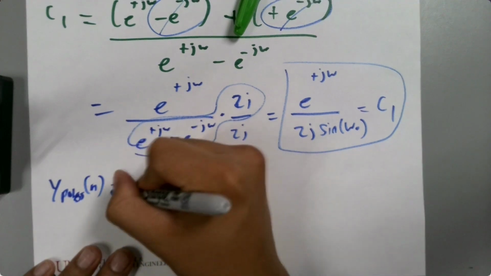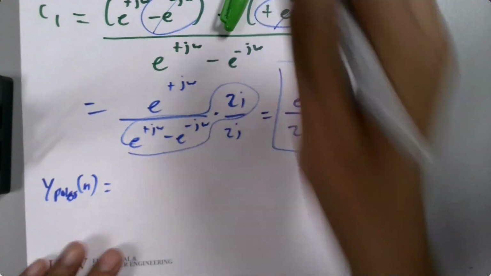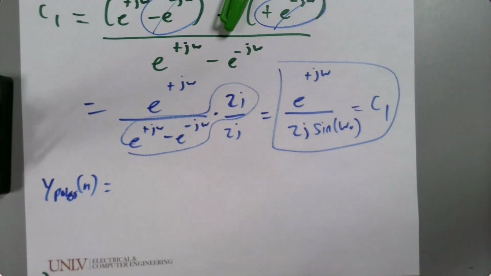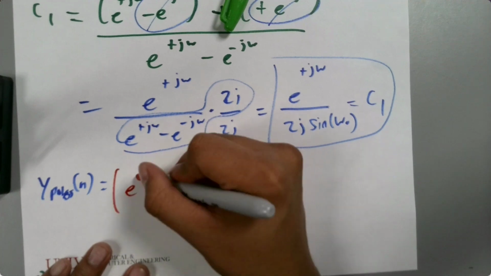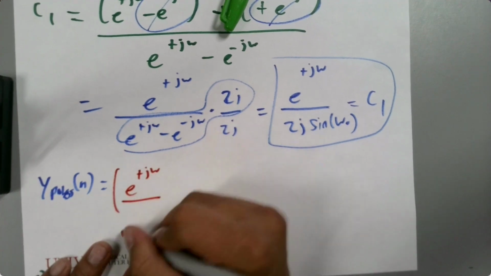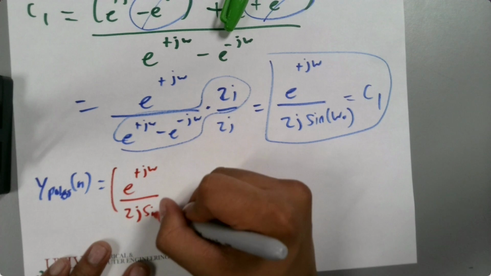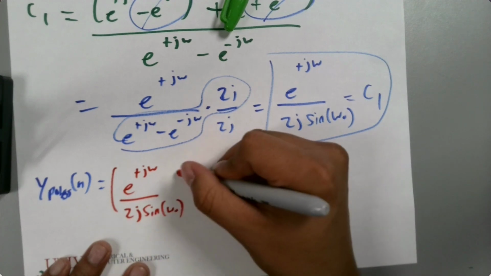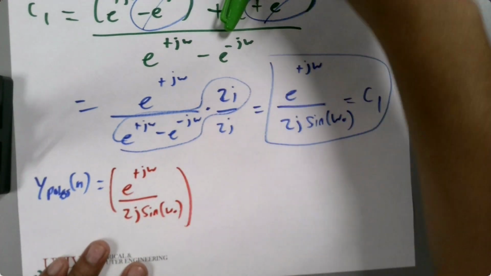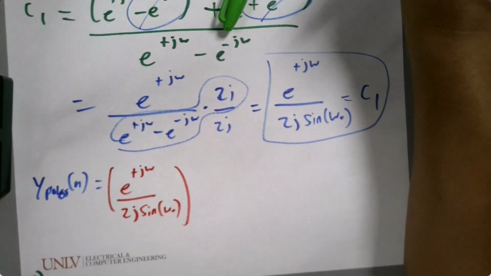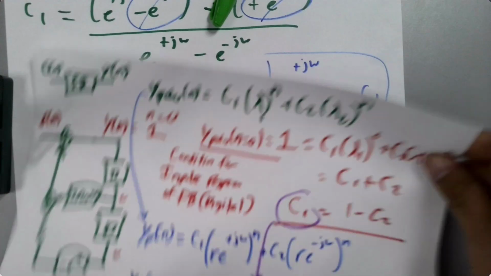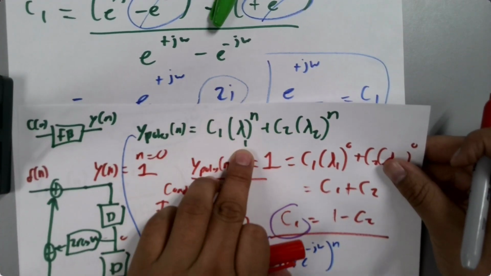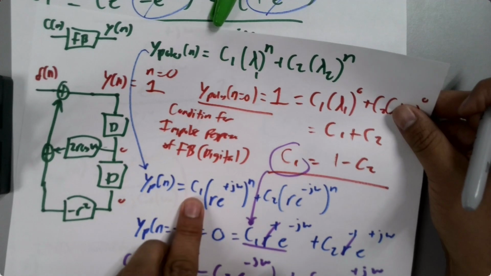y poles n is equal to, I'm going to use the big red marker. Okay, C1 is equal to e to the positive j omega over 2j sine omega naught. And then we got to get its eigenfunction. Where is it? Page 3, page 4, page 5, got it. Well, here it is right here. I'm just replacing C1 and C2 into this, right?